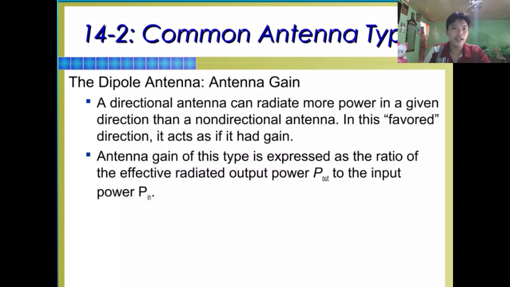Antenna gain. The directional antenna can radiate more power in a given direction than a non-directional antenna. In this favored direction, it acts as if it had gain. Antenna gain of this type is expressed as the ratio of the effective radiated output power P out to the input power P in.